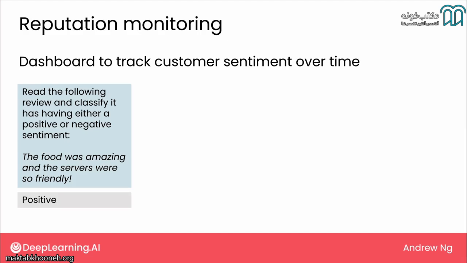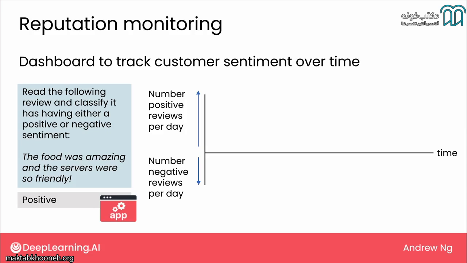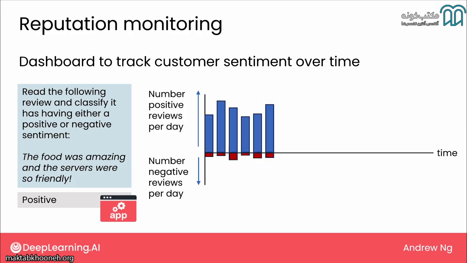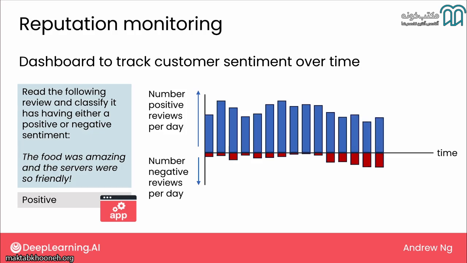So in this case, if the food was amazing or the service was friendly, that would be classified as having a positive sentiment. Then by having software count the number of positive reviews per day as well as the number of negative reviews per day, you can build a dashboard that tracks per day or over time how the sentiments are trending. And looks like the customer sentiment is pretty positive. But if ever it starts trending negative like this with more negative reviews, then this dashboard can alert you to that maybe something's happening that we should pay attention to and see if there's something we need to fix at the restaurant.